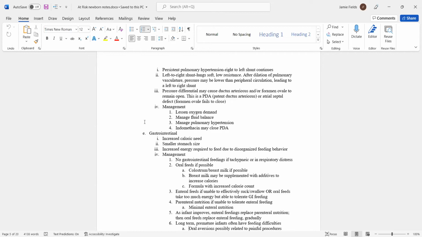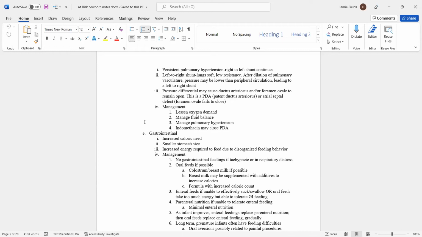Okay, you can end up with either a right to left or a left to right. And you need to understand that both are possible for a preemie. Okay, that's really important. Either way, if blood's going through those openings, they don't close when they're supposed to.